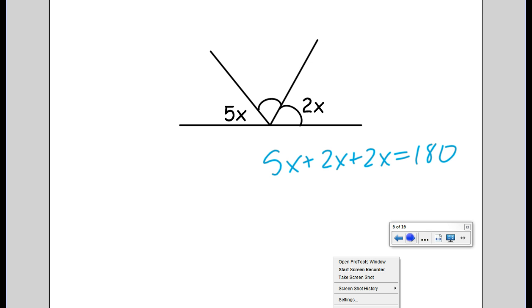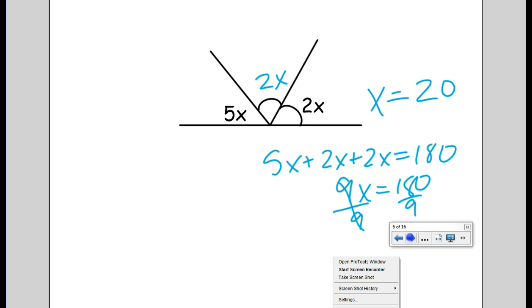We saw an arc and it was 2x. We see another arc, it must also be 2x. You add all three of them to equal 180. That's important that we added all three of those angles. Then it's simple algebra. 9x equals 180. The opposite of multiply is? Divide. So hopefully everyone got x is 20.